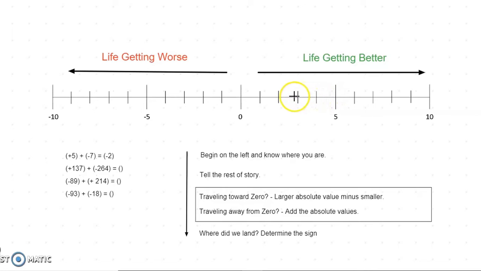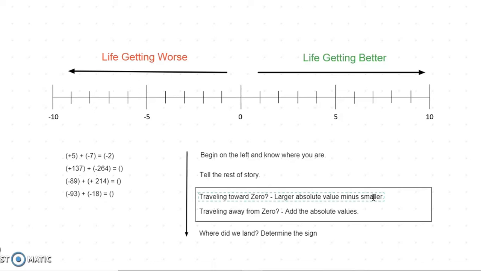So the key question here is, if we travel to the left, are we moving toward 0 or are we traveling away from 0? And I think you can see right away, if we start at 5 and go to the left, we're going toward 0. So that brings us right here. It asks, are you traveling toward 0? And if you are, then you take the larger absolute value minus the smaller absolute value.